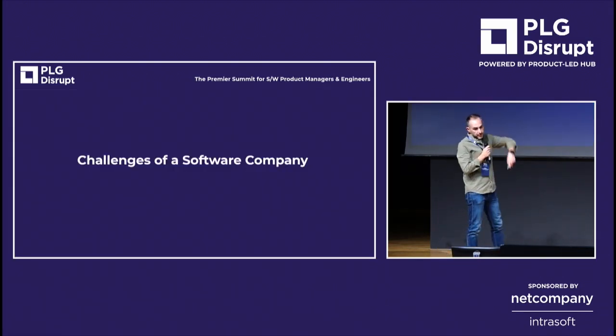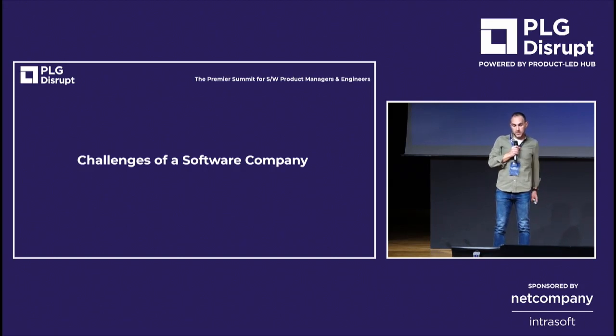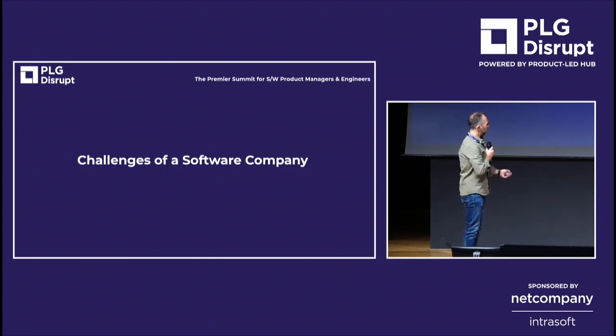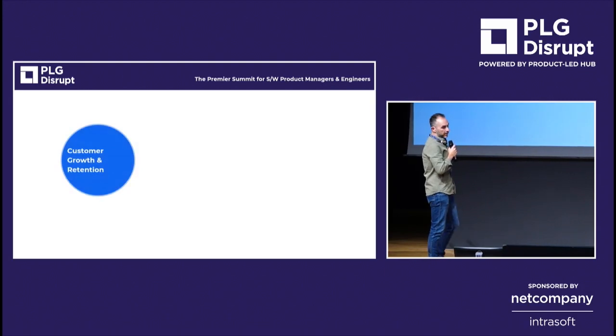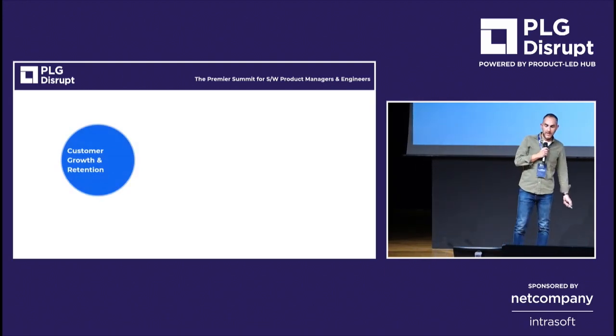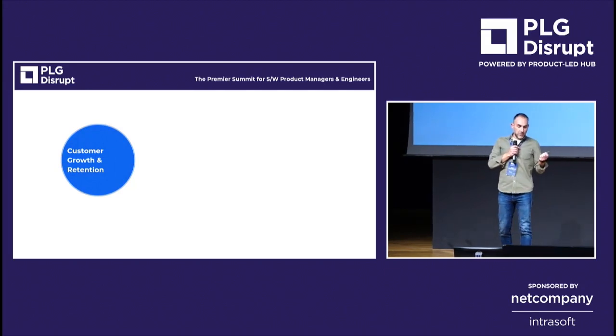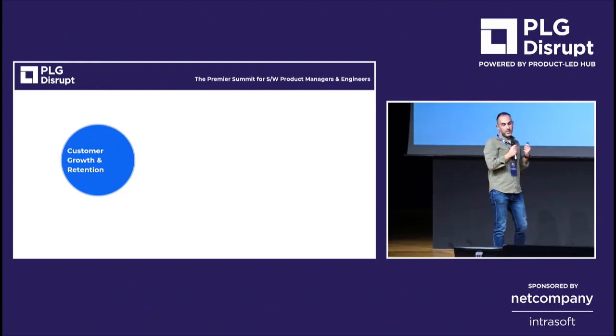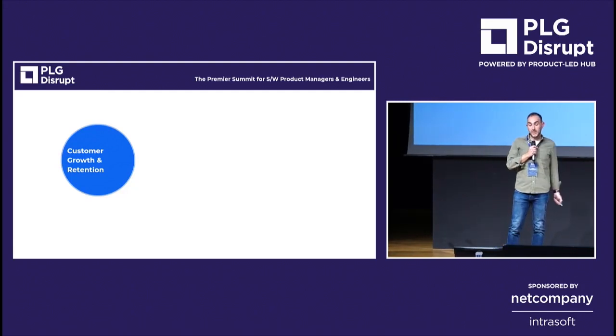So before diving into the principles of the pillars we saw, I think it's first critical to understand what are the challenges the technology is trying to address in a software company like Workable, or to a great extent in all companies. So, of course, there are a lot of challenges in a business. However, I will highlight four. The first and most important, customer growth and retention. So it's about how you will be able to attract customers, how you will be able to retain them.